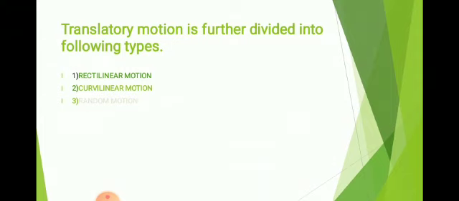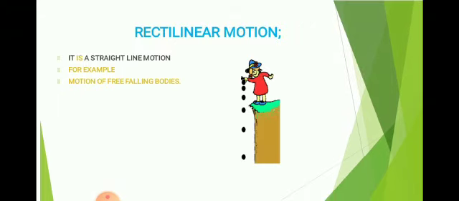Translatory motion is further divided into the following types, that is rectilinear motion, curvilinear motion, and random motion. As the name rectilinear shows, it is a straight line motion. For example, the motion of free falling bodies is called rectilinear motion.